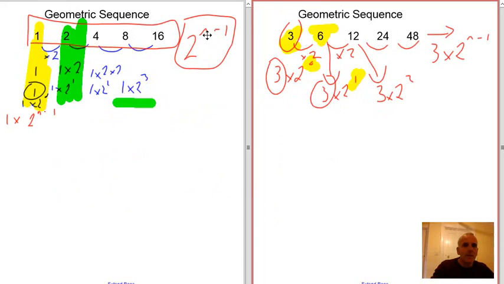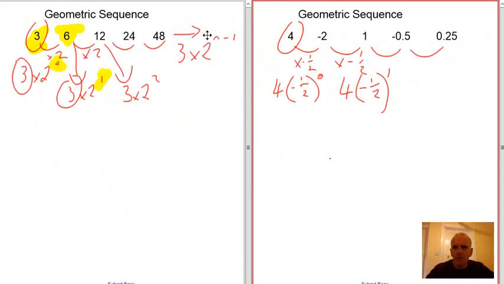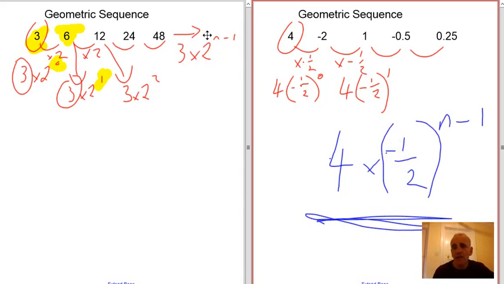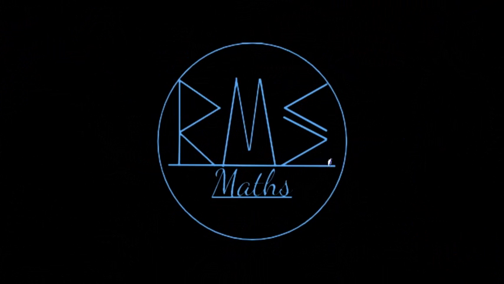Let's try this then, trying to make it look like the last one. What have we got? We've got 4, because that was the initial number. Remember when we were looking at that initial number before? And now we multiply by minus a half, and because I've got a negative here, we stick that in brackets, to the power of n minus 1. It's exactly the same as before. Yeah, the numbers are slightly more awkward. So that's a geometric sequence for you.